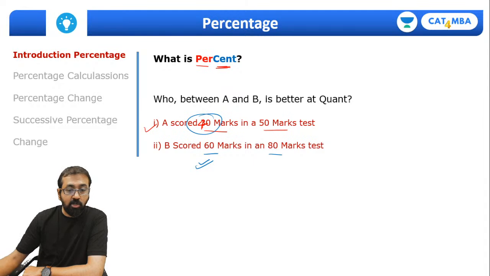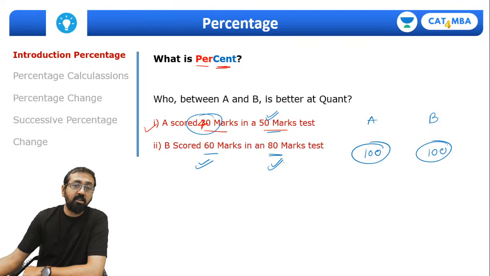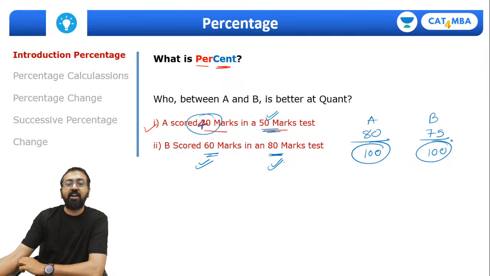No, we can't say it because the bases are different. The first test was of 50 marks and the second test is of 80 marks. So here we will try to understand what A could have scored had the test been of 100 marks. In the same way, what could B have scored had the test been of 100 marks? This is where we use the concept of percentage. Out of 50, if A scores 40 marks, out of 100 he would have scored 80 marks. In the same way, out of 80, B scored 60 marks. If you do a bit of calculation, you will realize that out of 100, B could have scored 75 marks.